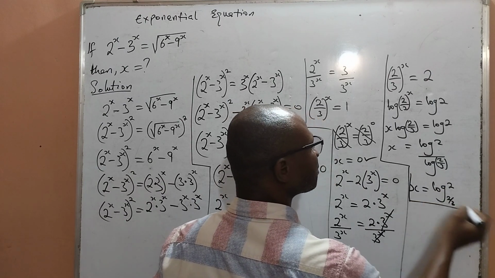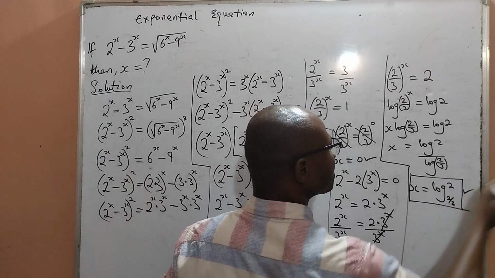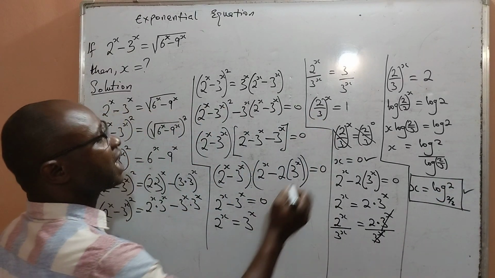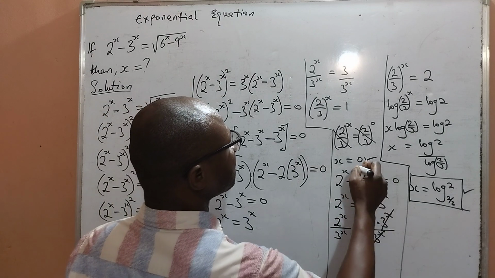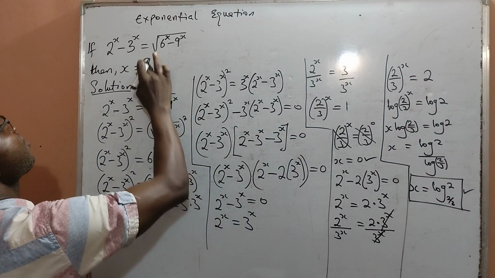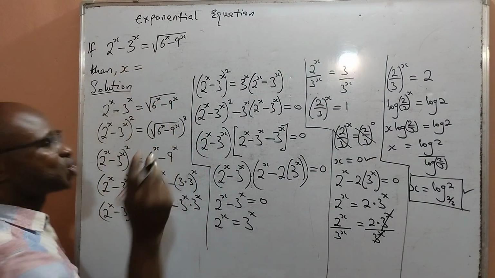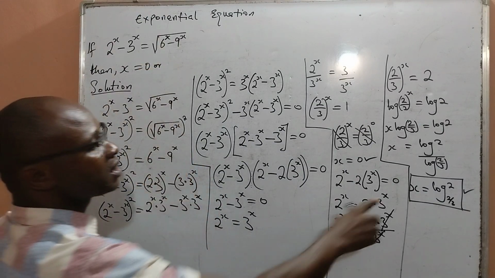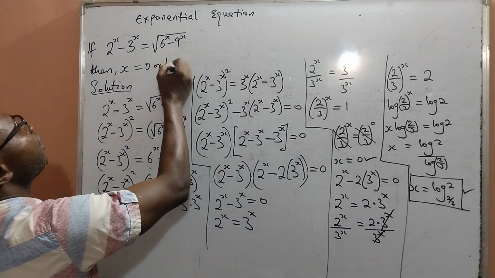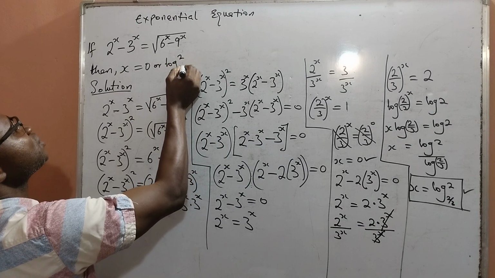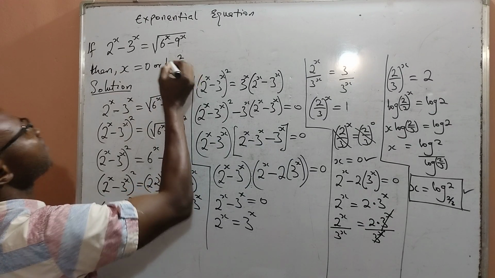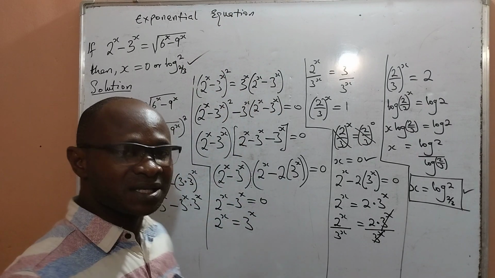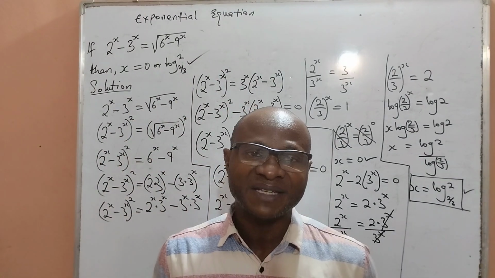This is the second value of x, and this is the first value of x. So we can now conclude that the values of x to the given question are equal to 0 or log of 2 to base 2 all over 3. The final answers for the given question, the values of x, are out.